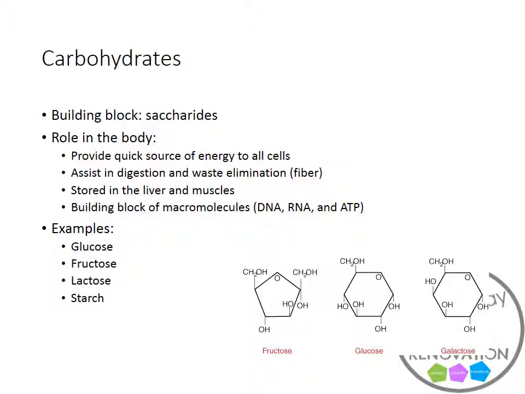Some examples of carbohydrates are glucose, fructose, lactose, and starch. And those first 3 are considered to be monosaccharides, or simple sugars, because they're composed of one molecule, one saccharide. And then starch is considered to be a complex carbohydrate, or a polysaccharide, because it contains a lot of different saccharides bound together.